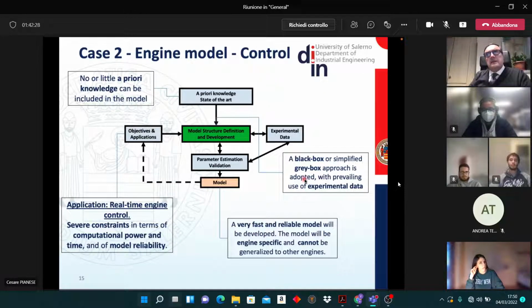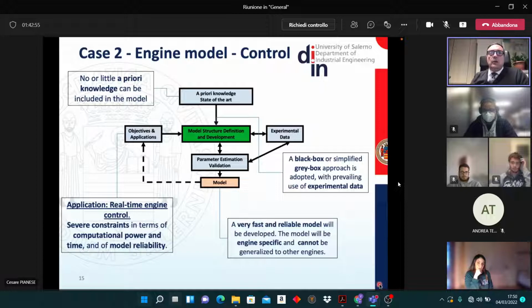Following this path: objectives and application. What is the state of the art, and the a priori knowledge? What is the structure definition? You have a black box, gray box, and so on. The final result is a very fast and reliable model.